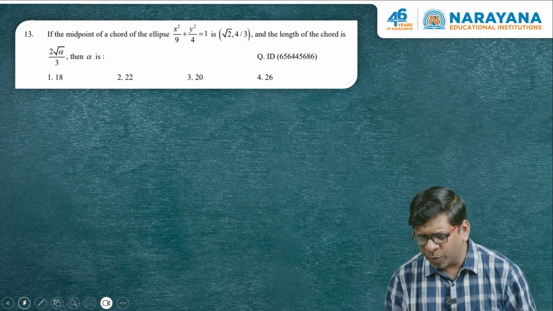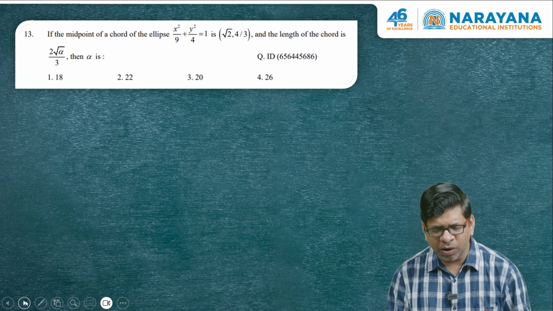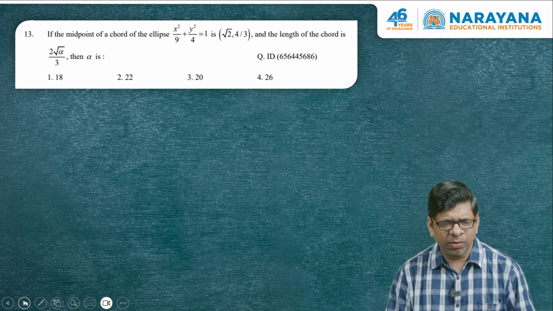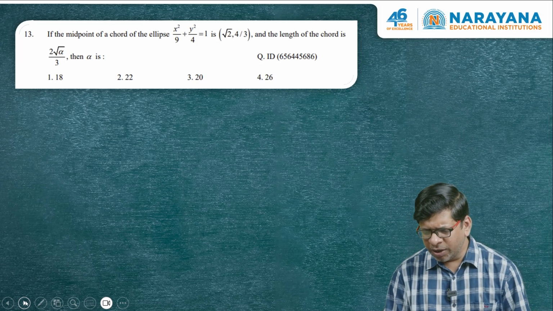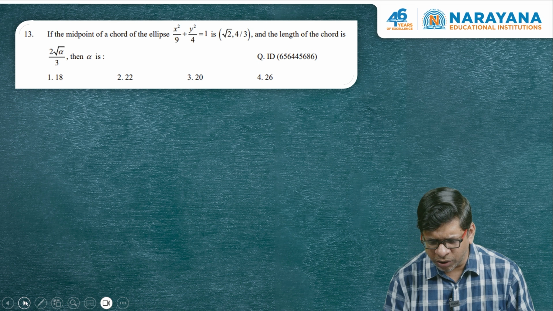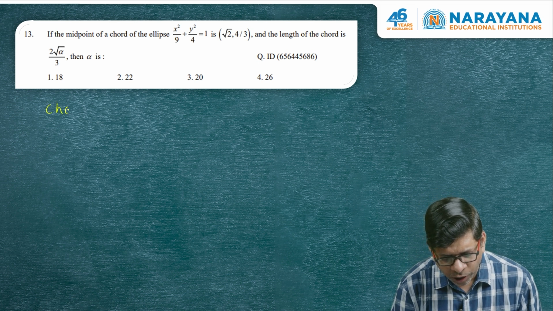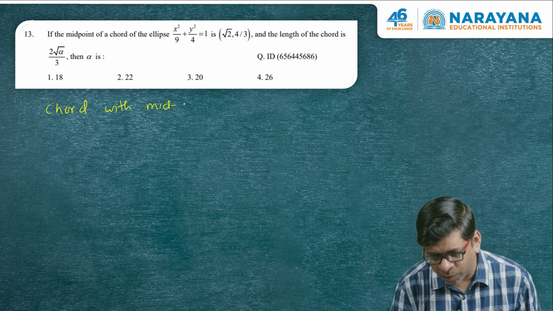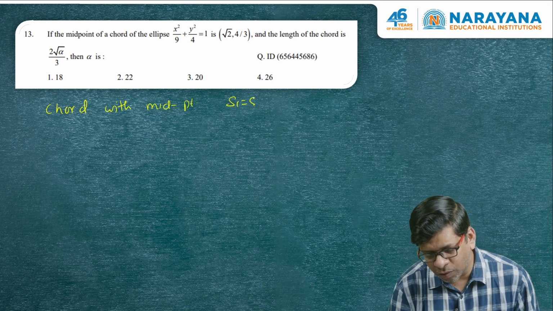Next question: if the midpoint of a chord of the ellipse is this, then the length of the chord is. So the same concept, midpoint of the chord of the ellipse, it is asked in multiple shifts. It is not like every time they are asking the same question, but it's a basic model question. So for a chord with midpoint, or a chord which is bisected at the point (x1, y1), what is the equation? Chord with midpoint: T equals S1.